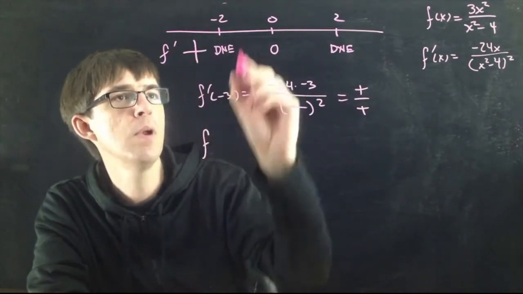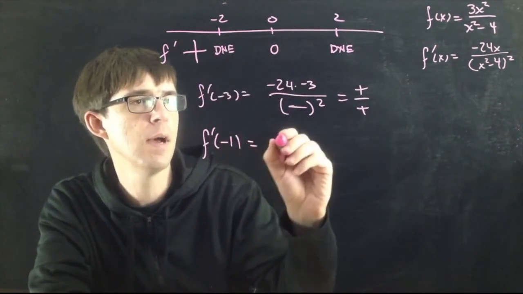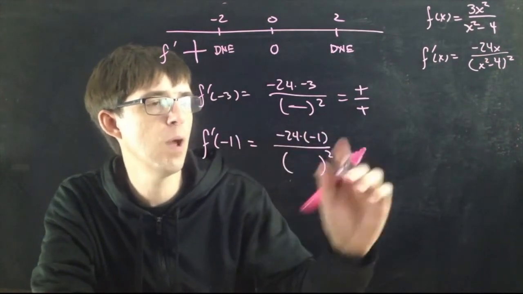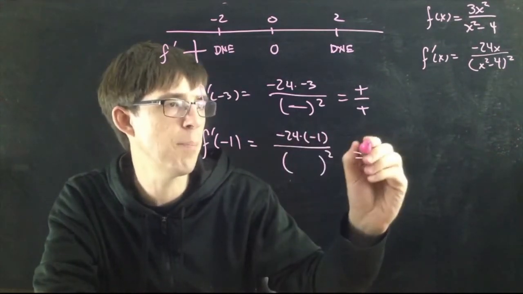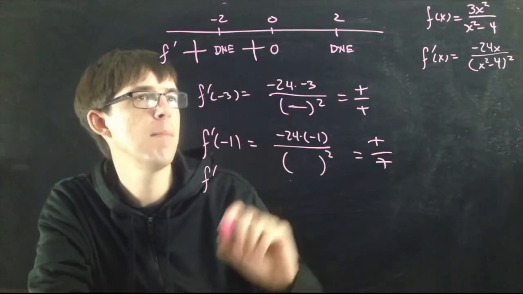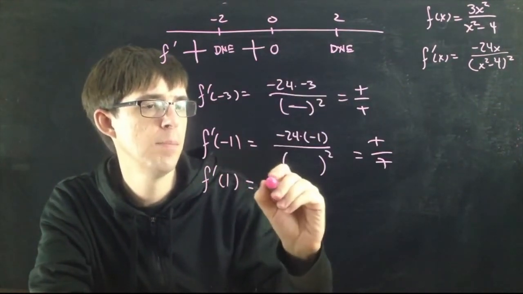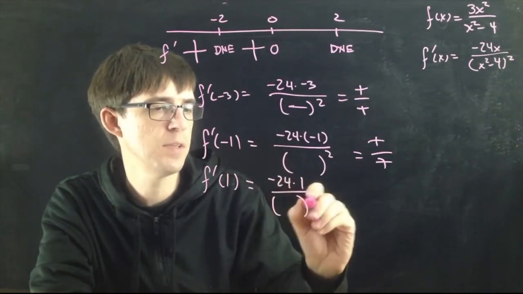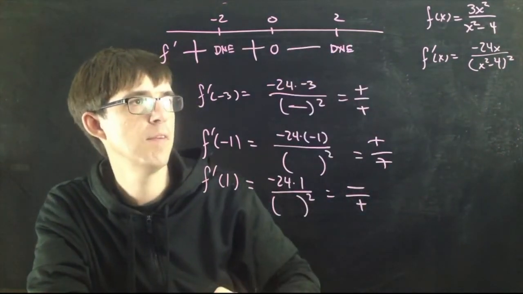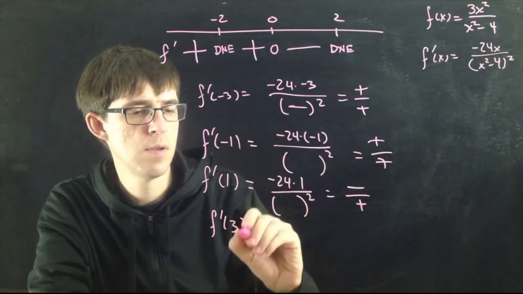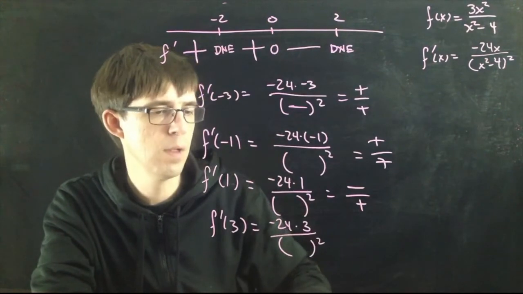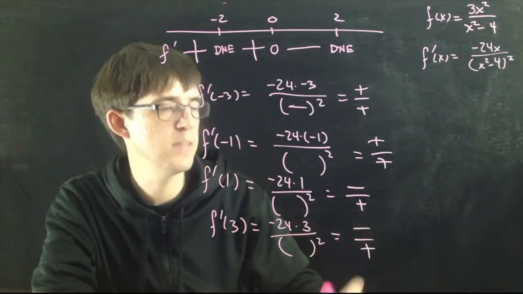Positive, okay. What about, how about minus 1 here? I get minus 24 times minus 1 divided by, again, something squared will always be positive. So up top, this is, again, positive over positive. Okay, positive. How about f prime of 1? Minus 24 times 1 divided by something squared. This is negative over positive, so that's going to be negative. And finally, I'll use 3. F prime of 3 is minus 24 times 3 over some business squared. That, again, is negative over positive, so it's negative.